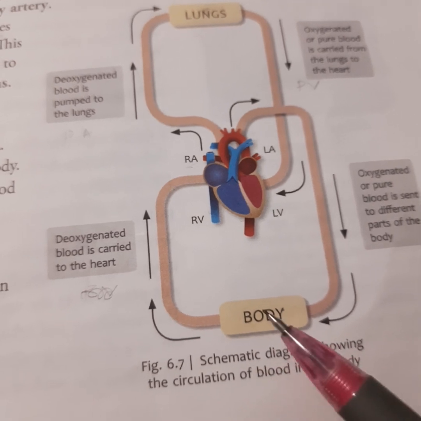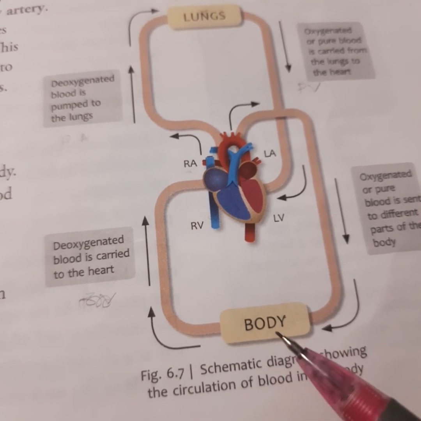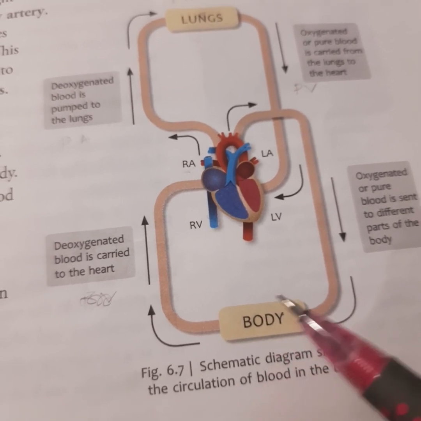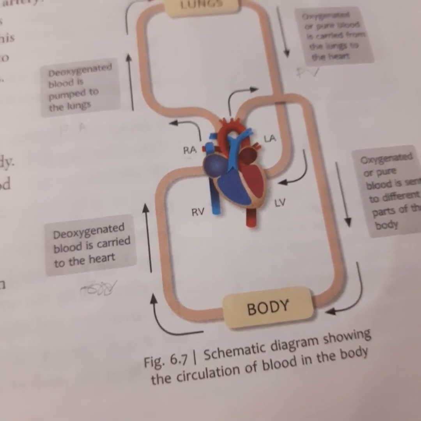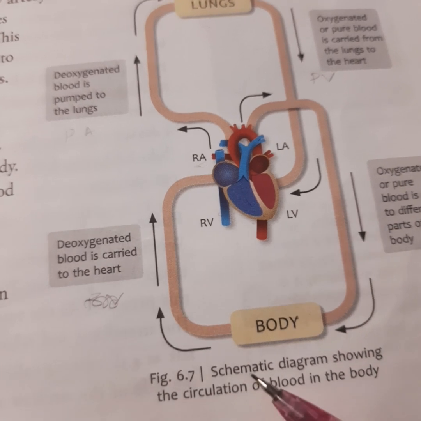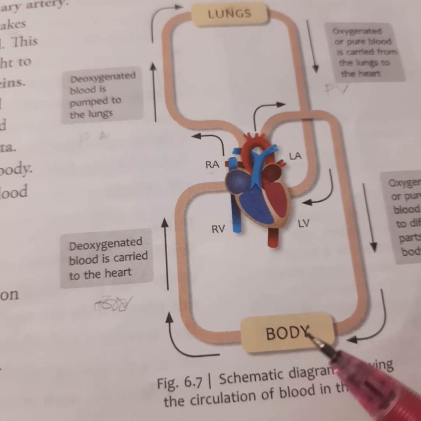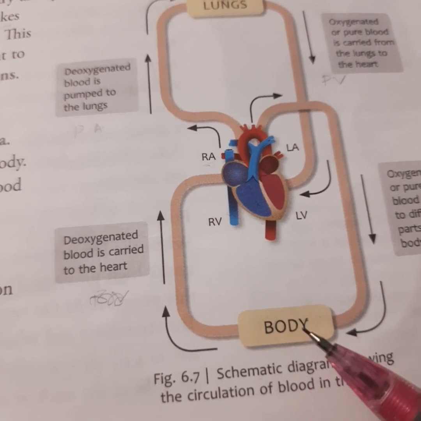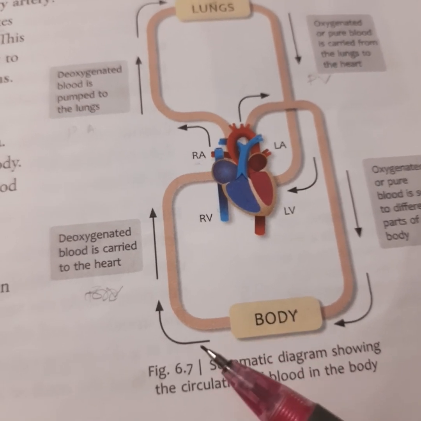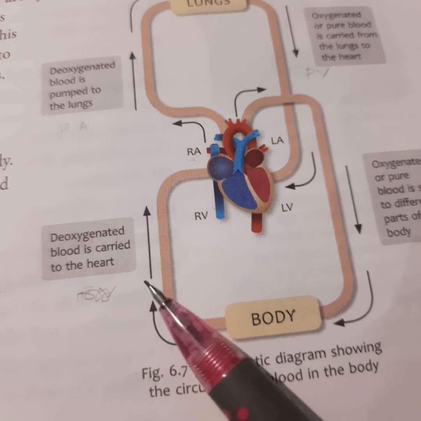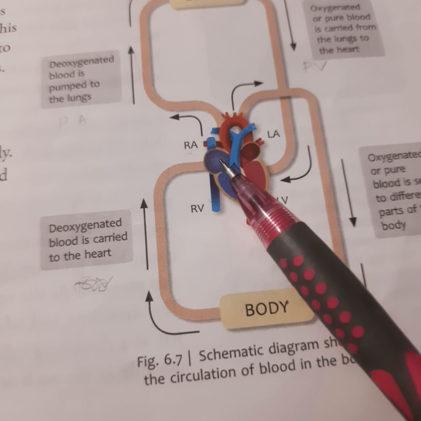Then when the blood passes through the capillaries of all the body tissues, it delivers oxygen and nutrients to the cells and collects carbon dioxide and other waste. So it gives oxygen and nutrients, and in return it collects the waste materials from the body cells through the capillaries. Then it becomes deoxygenated and comes back to the right auricle, completing one round of circulation.